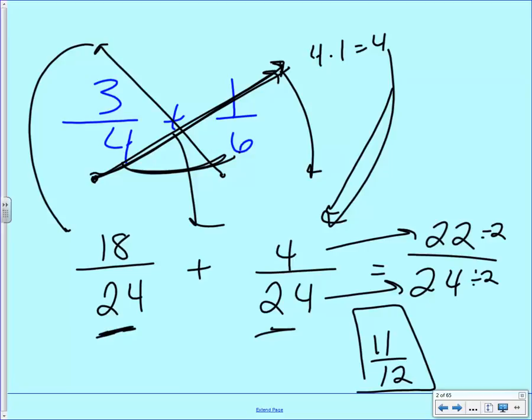Anytime that you use this method, there will be simplifying to be done because you're not finding the smallest number that they both can go into. You're just finding a number that they both can go into. So let's try another one using this method.